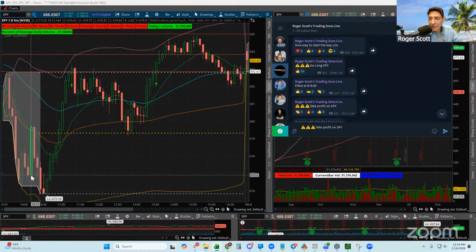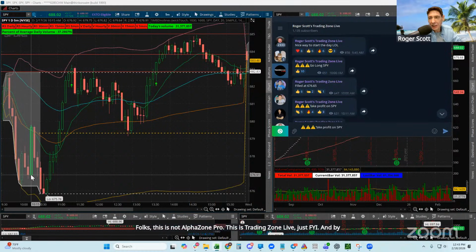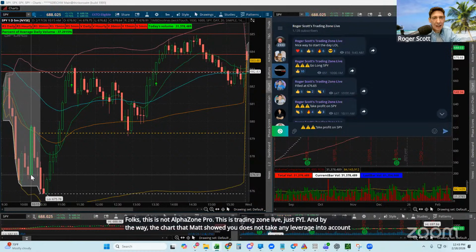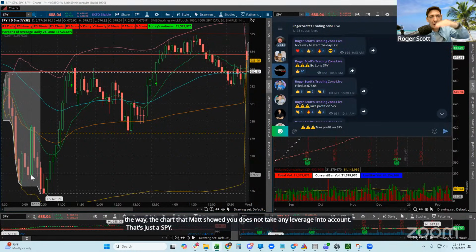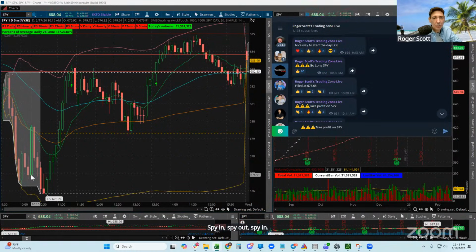Folks, this is not Alpha Zone Pro. This is Trading Zone Live, just FYI. And by the way, the chart that Matt showed you does not take any leverage into account. That's just a SPY. SPY in, SPY out. No leverage whatsoever.